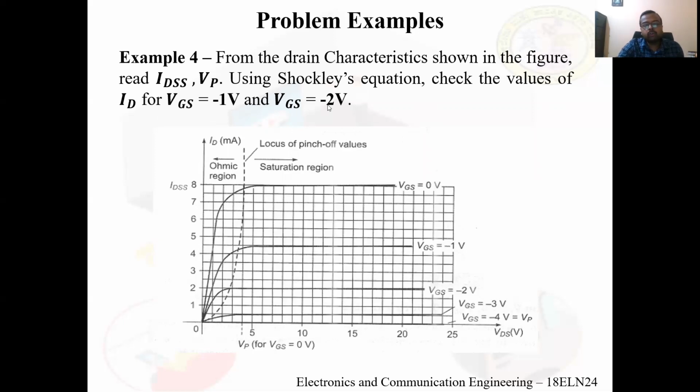Now using Shockley's equation, calculate ID for VGS equal to minus 1 and for VGS equal to minus 2 volts. Looking at the graph, we know the values of IDSS and VP. Once you calculate the value of ID for minus 1 and minus 2 volts, verify again by looking at the diagram whether you got the same values of the ID current for VGS minus 1 and VGS equal to minus 2 volts.